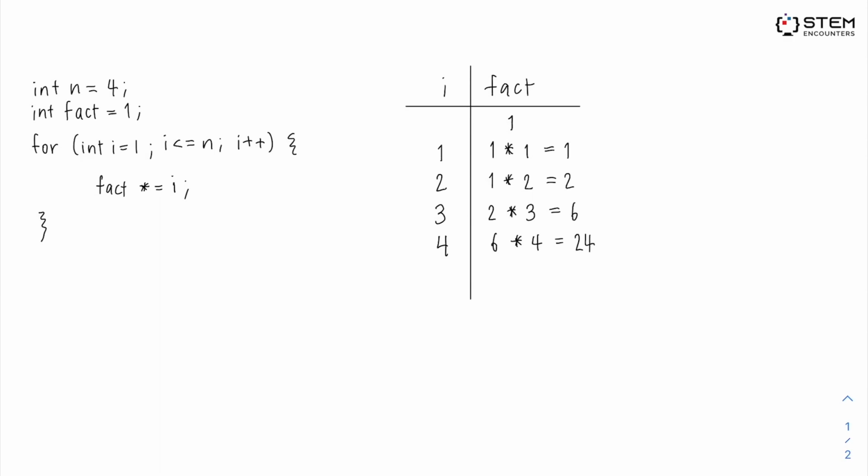And then one more time, we increment I, and we get I equals 4 plus 1, which is 5. And then we go to the condition. 5 is not less than or equal to 4, so we continue with the rest of the program outside of the loop. And fact is equal in the end to 24, which is our final answer, and that's what we were printing in the program.